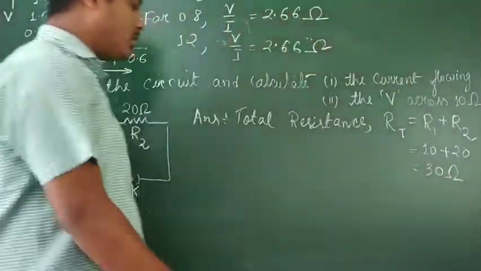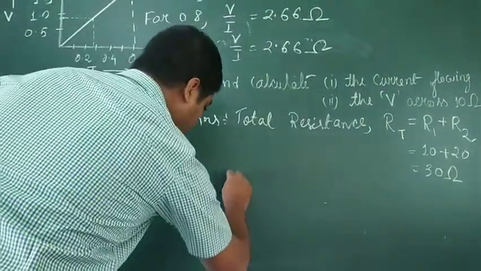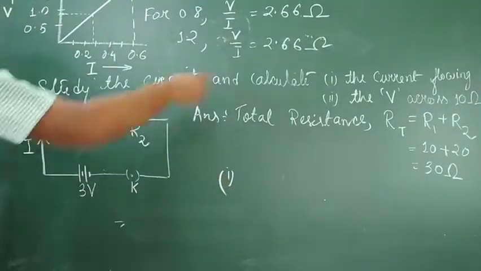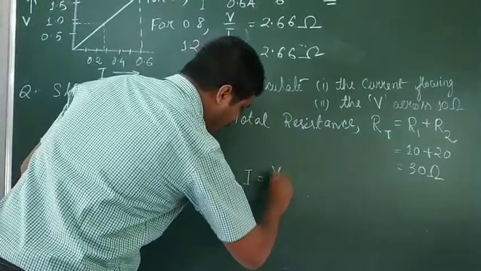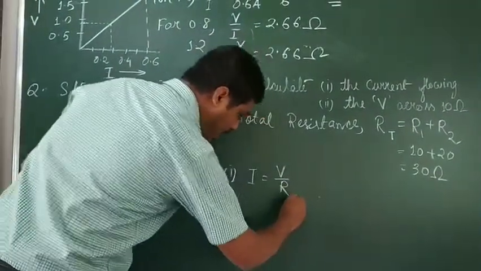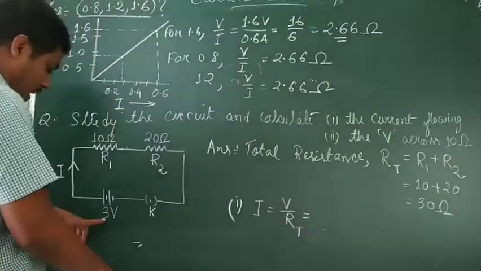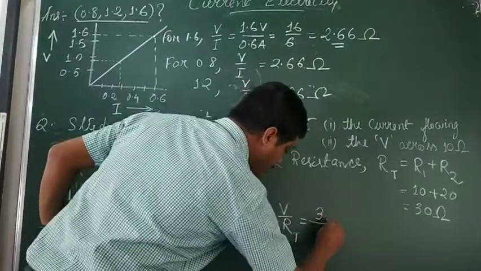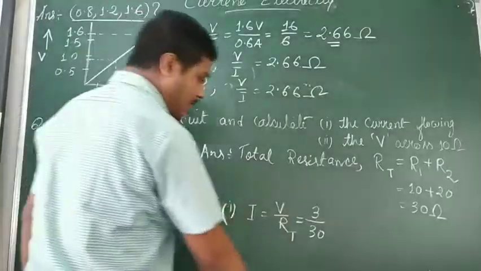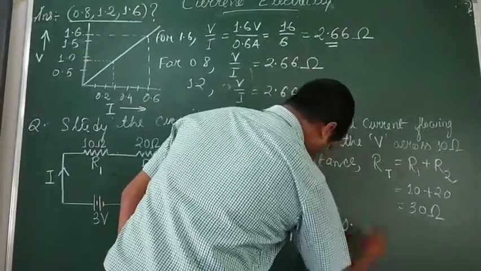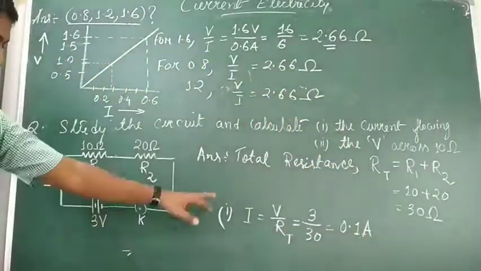So this is our total resistance value. Then if I calculate the total current flowing in the circuit, we have to use Ohm's law. So I will be equal to V by R, but I will be taking the total resistance. So V by RT. V is taken as 3 volt. RT, the total resistance, is 30 ohm. So it is 3 by 30, which is 1 by 10. That means your current value will be equal to 0.1 ampere. This is your current flowing in the circuit.